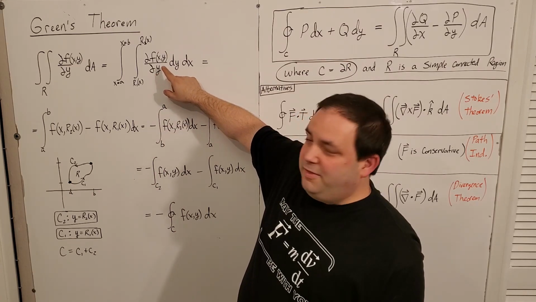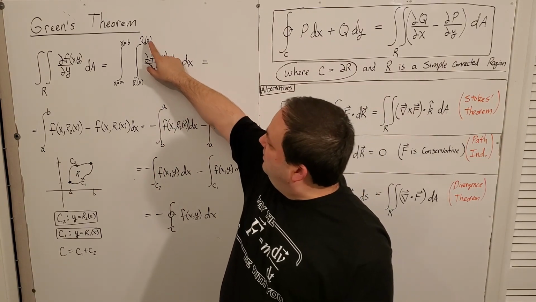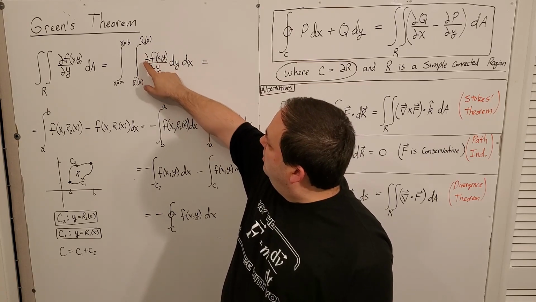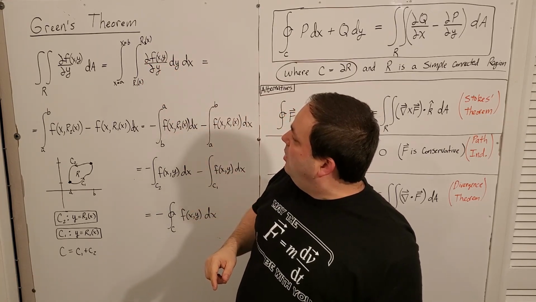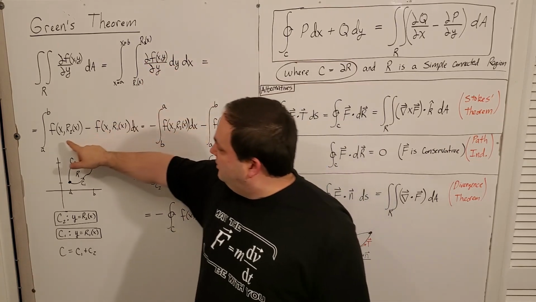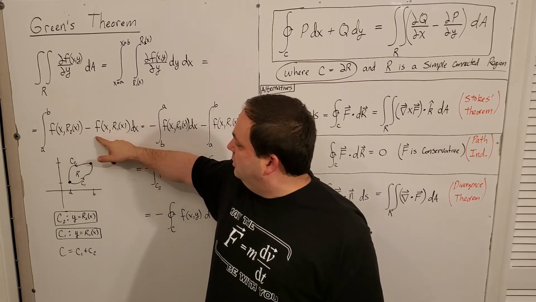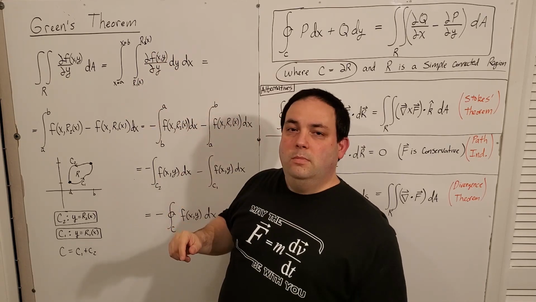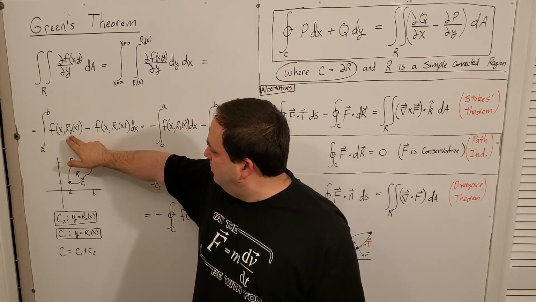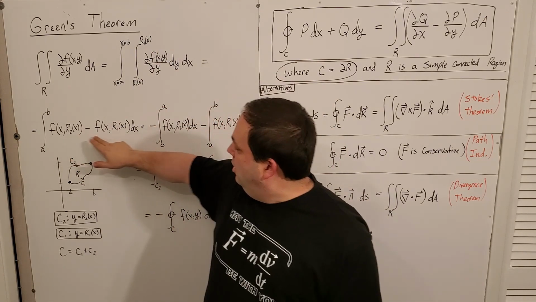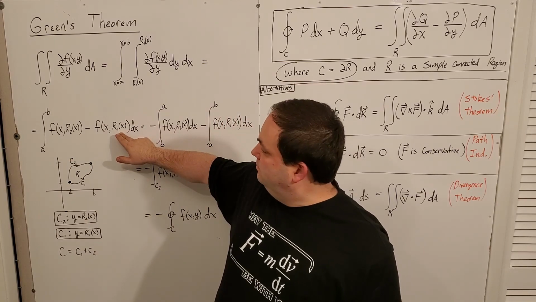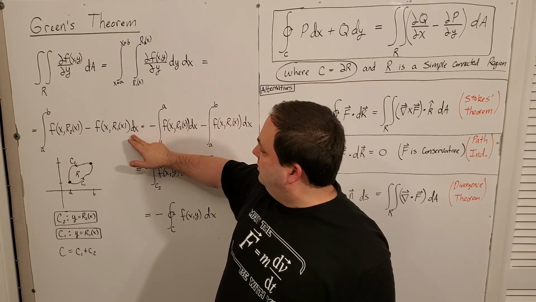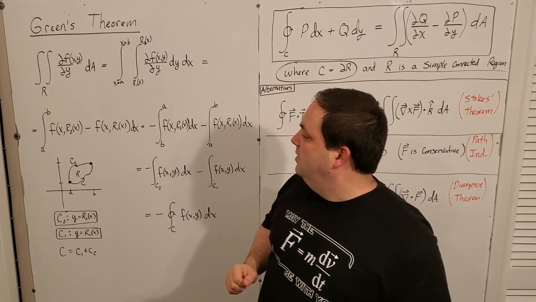By the fundamental theorem of calculus, though, the integral of this derivative is just going to give me the function evaluated at the top and bottom values. So I'm basically putting in R2 and R1 here, and it's dx still.